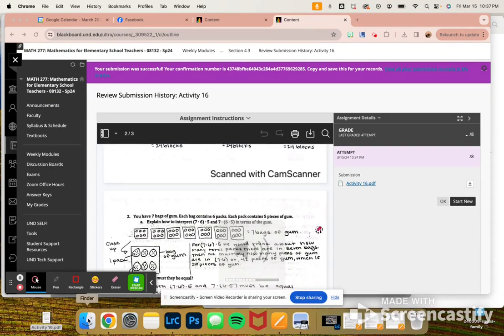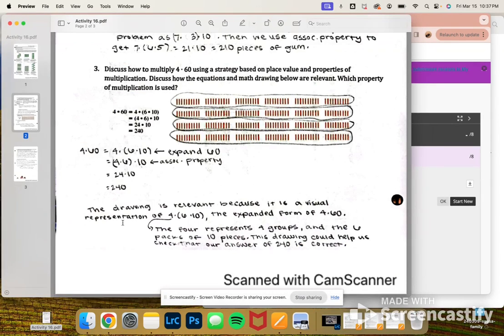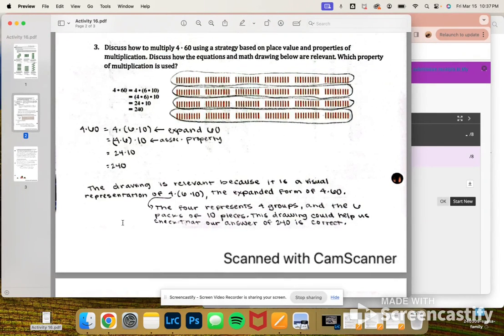Okay, so for question 3, what I did was I took the drawing that was already there and I circled them horizontally to make the 4 groups really distinguished, because that's what they did in their work that's printed on the left of the picture.